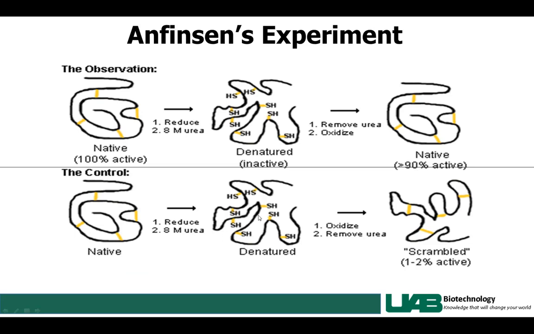However, if they took the denatured and reduced enzyme and reversed the order, oxidizing first to allow the disulfide bridges to form, followed by removal of the urea to allow renaturation of the protein, the structure did not return to its three-dimensional shape. It was scrambled, and the enzyme only gained 1 to 2% of its activity.